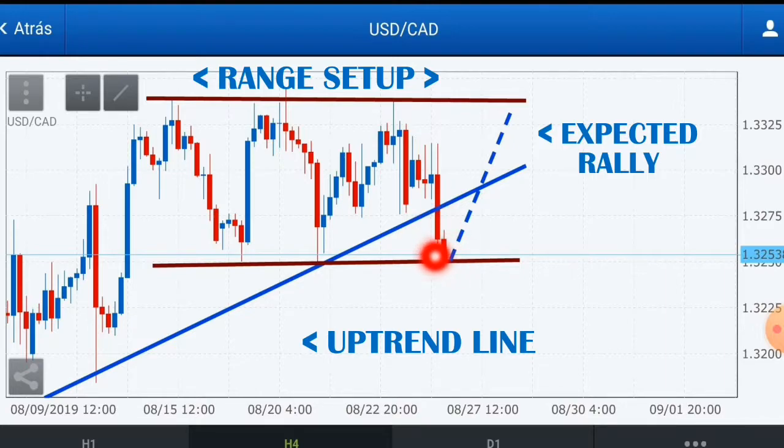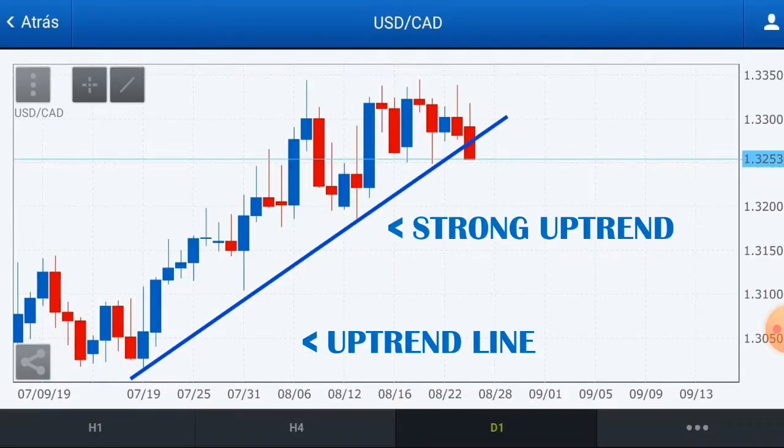Now what we would prefer is for the market to provide us with a trading opportunity in sync with the main trend direction, which as you can see here by this uptrend line is definitely bullish in favor of the US dollar on both the 4-hour chart as well as the daily chart.